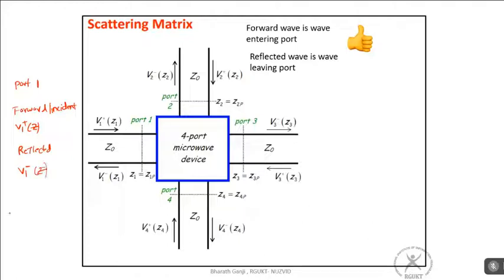If I ask you the same question in port 2, of course the answer will be the same in port 2. So now let's take port 3. If I'm looking from port 3, if you ask me what is a forward or incident wave?